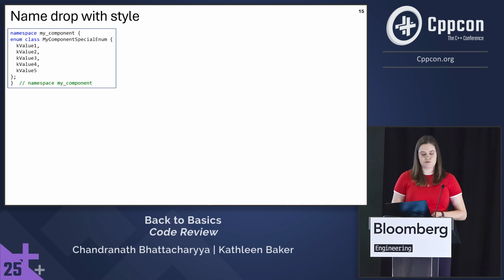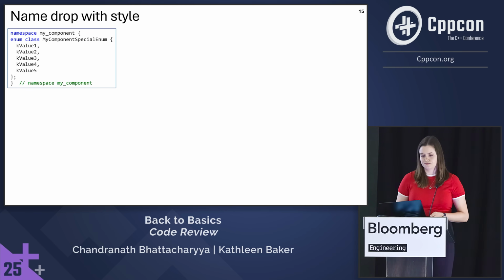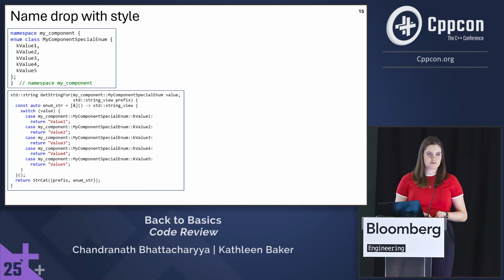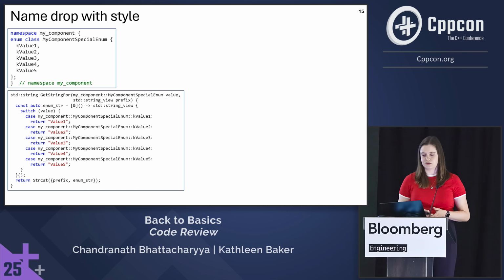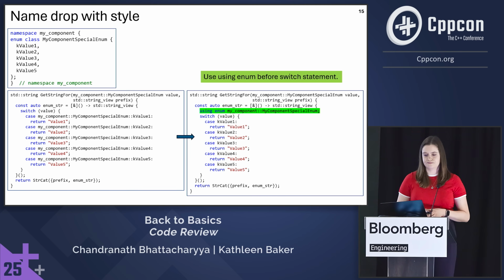Next, name drop with style. We have an enum class with a long name and a namespace as well. We're using it in a switch statement, but this is kind of hard to read. There's a lot of words here with the long enum name and the namespace. So instead, before this switch statement, we can use using enum, and this just makes the code cleaner and easier to read.